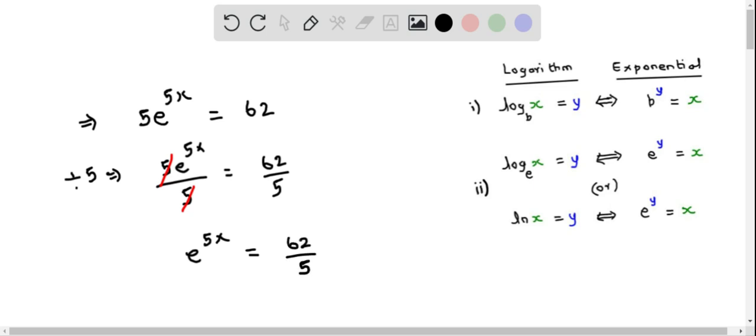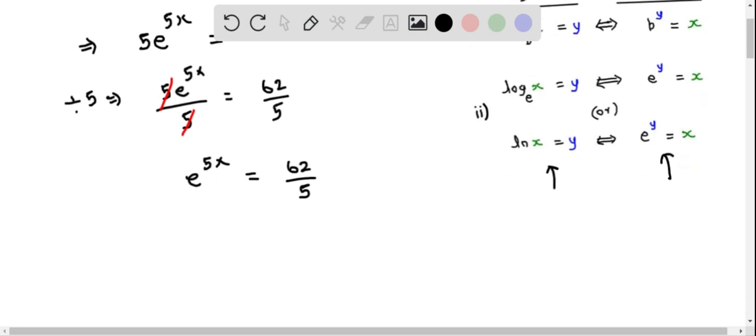And now I'm going to use this exponential form, that is e raised to the power of y equals x, and this can be written as natural logarithm of x equals y. So this is basically the relation between logarithm and exponential functions. First, let's identify the x and y's. As we can see here, this power is the y. So we can say that this quantity is y, and then this quantity is x, the quantity on the right side. So 62 over 5 equals x.